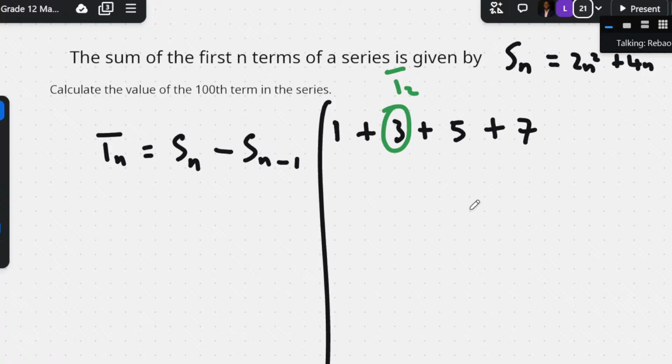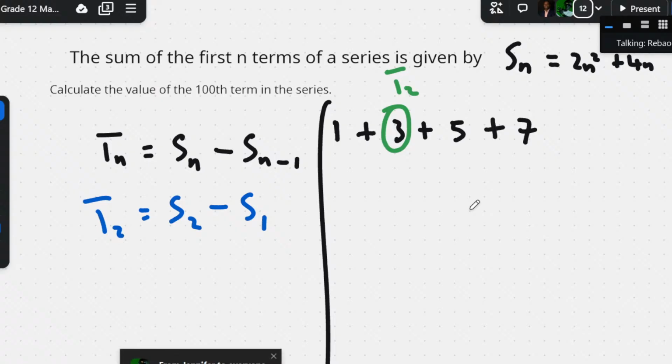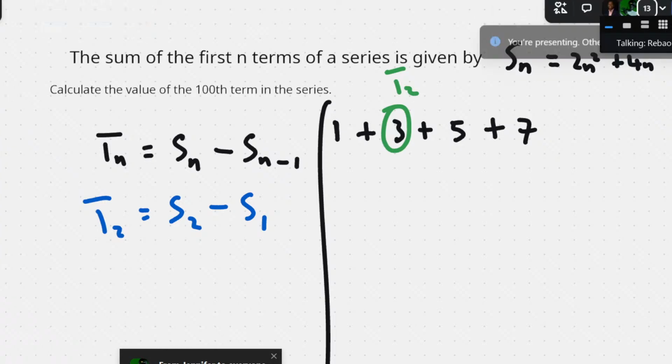Now, S3, I want you to see what's happening, because what this formula is doing is, if we want term number 2, we must go S2 minus, watch this now, S1. This is what the formula is saying. So in other words, if I want term number 2 here in green, I must first look out for the sum.